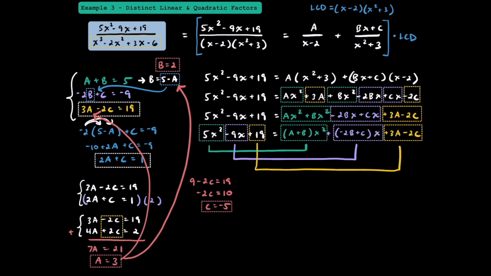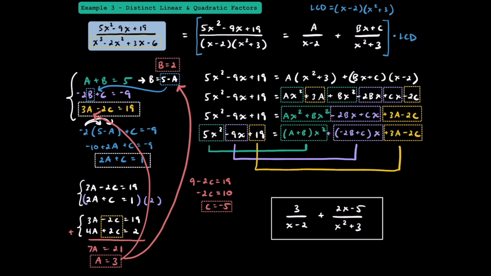Now that we have a, b, and c, let's substitute them into our partial fractions. Our final decomposition is going to be 3 over x minus 2 plus 2x minus 5 over x squared plus 3. This is our final answer.